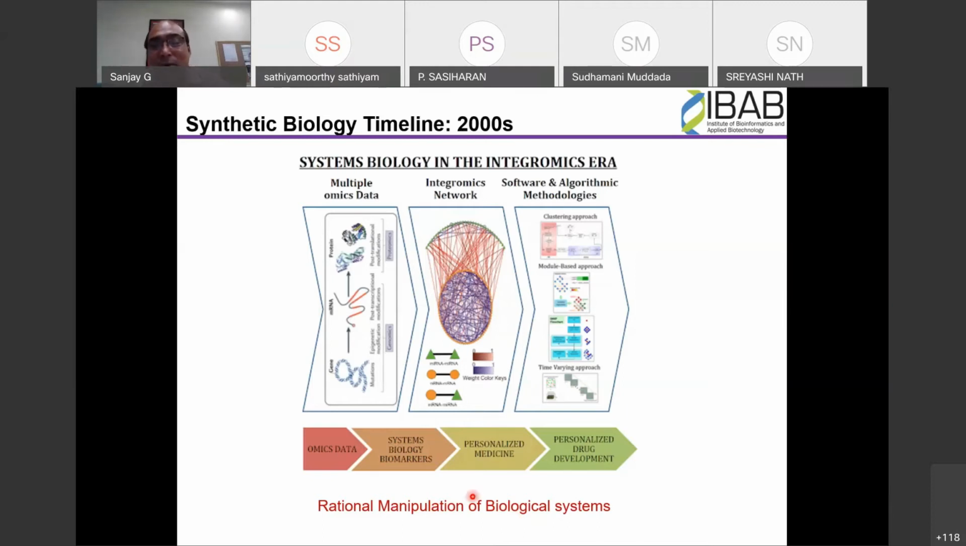So this was very important because synthetic biology at the end of the day, even now, is rational manipulation. It's not just hit and trial all the time, but where we know what we want and then we rationally design all the vectors and gene systems. And for that, as I said, it is knowledge based, and the knowledge comes also from systems biology approaches.